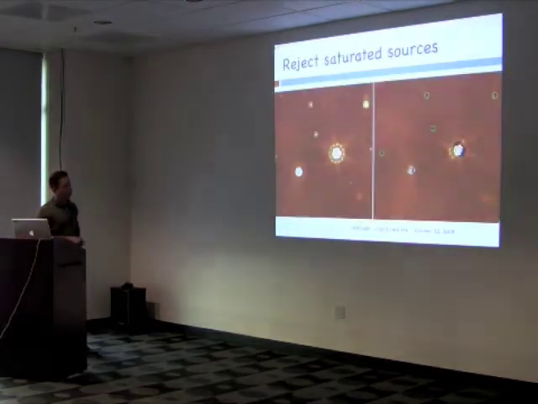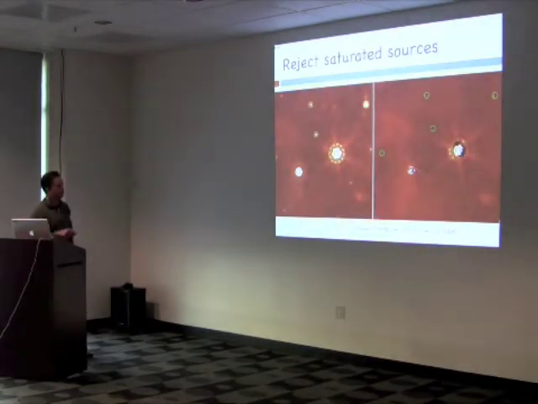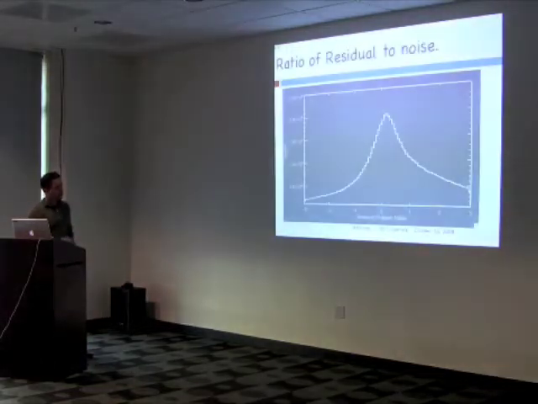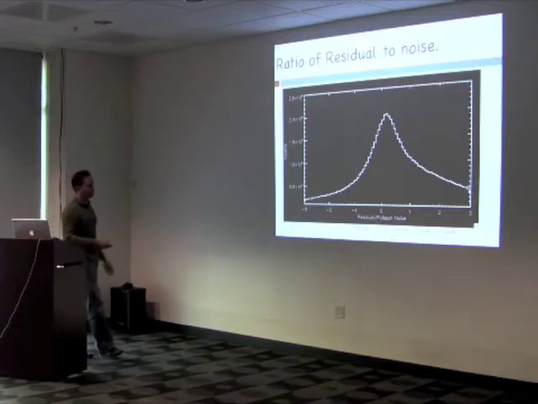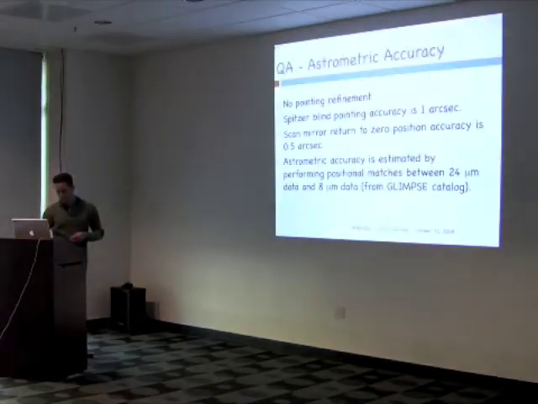We do the same thing with the saturated sources. For the saturated sources, it's exactly the opposite case. They come out with very high or bright residuals. So we measure those residuals. We make a ratio of residuals to Poisson noise, and it looks something like this. So anything above 3 or below 3 is thrown out, or in fact kept in the mosaic. The rest are all subtracted.